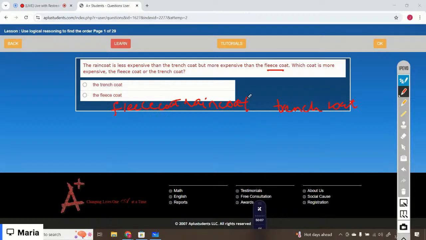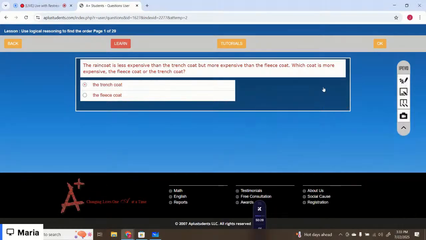Which coat is most expensive, the fleece coat or the trench coat? So the ones that are less expensive come first, and going that way, the ones that are most expensive come last. So which one is most expensive? The trench coat is most expensive. The correct option is trench coat. Option number one is the correct option.